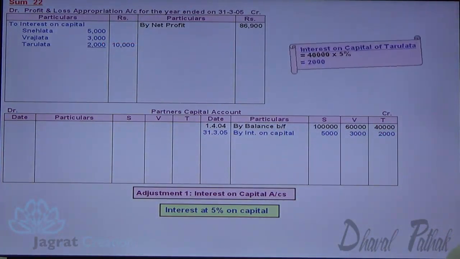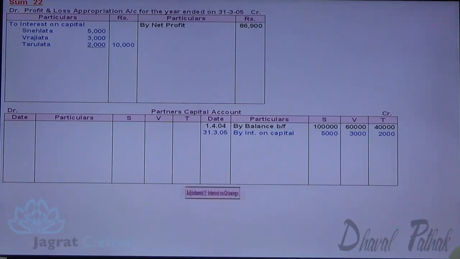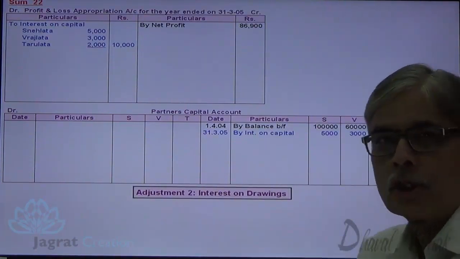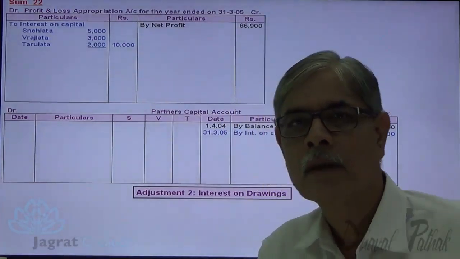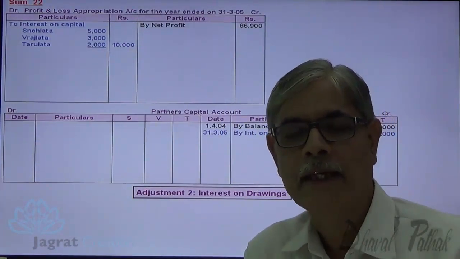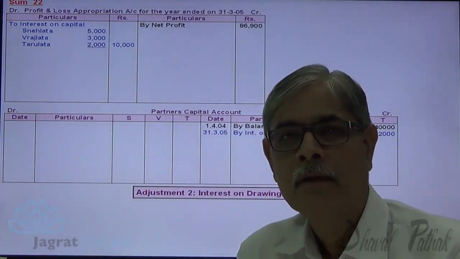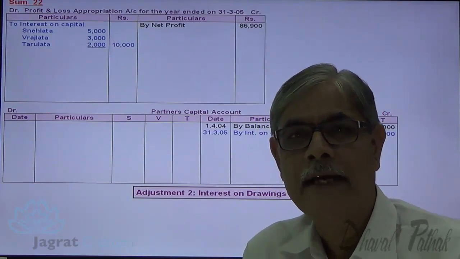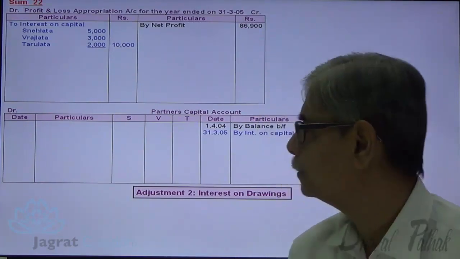Now next, interest on drawings. Interest on drawings will be calculated considering the date on which the amount is withdrawn.